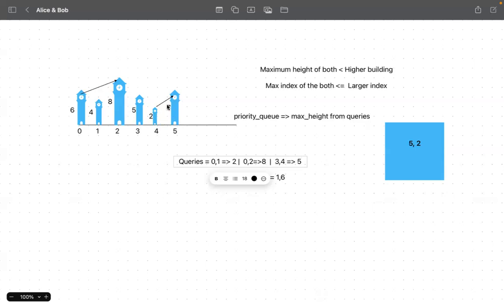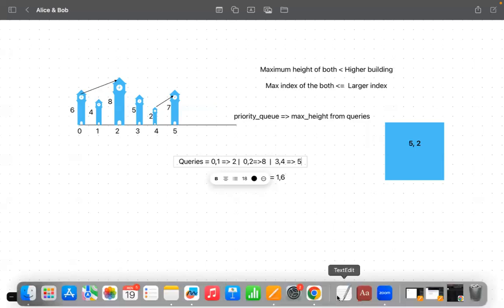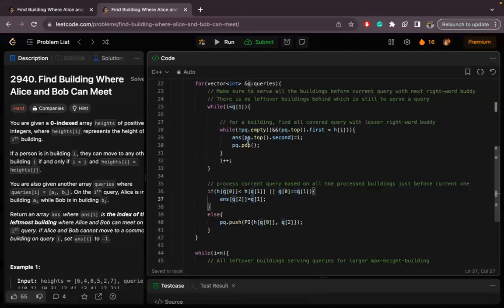So if I have to find some queries with lesser height than 7, then I have to check the minimum heights first, right? We cannot check the maximum height first to see if that is lesser than 7. We always have to check the minimum height to find something lesser than my current height. That's why we are using a minimum priority queue, keeping the maximum height of the queries. Maximum height means the maximum out of Alice's and Bob's height, right? So this way we are using the priority queue.